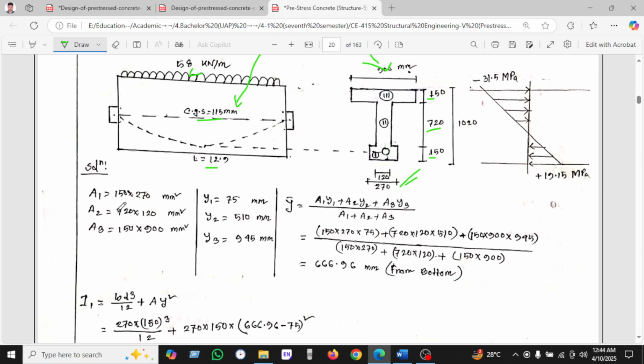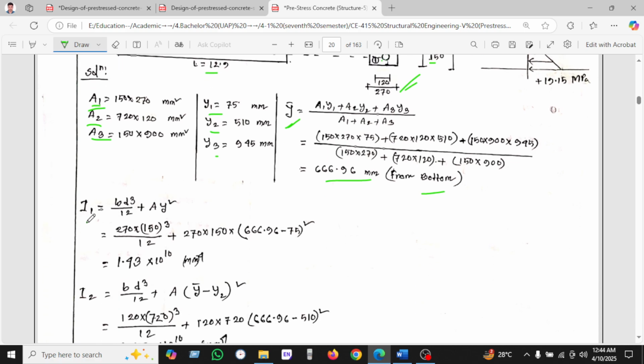So let's start. We divide this I section into 3 parts, 1, 2, 3. So we take A1, A2, A3, and Y1, Y2, Y3. I will calculate the total Y. This is the Y bar, the CG, which is the sum of A1 Y1 plus A2 Y2 plus A3 Y3 divided by the total area. And we found 119 from the bottom. This is the Y bar. And how do we calculate I?